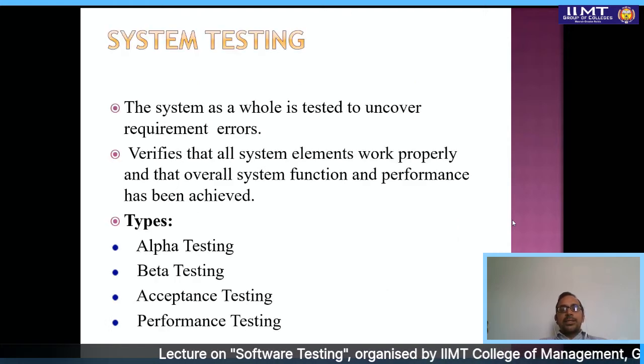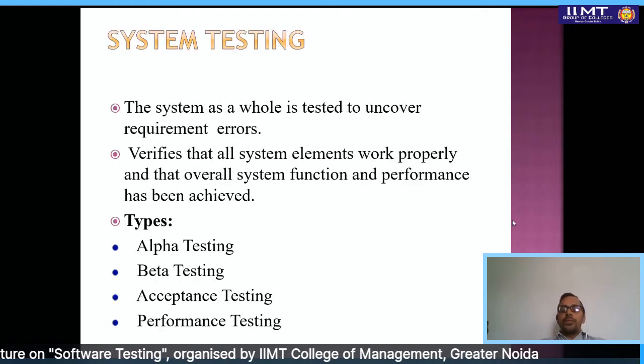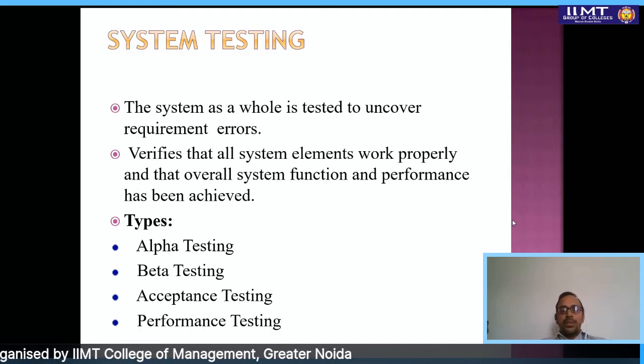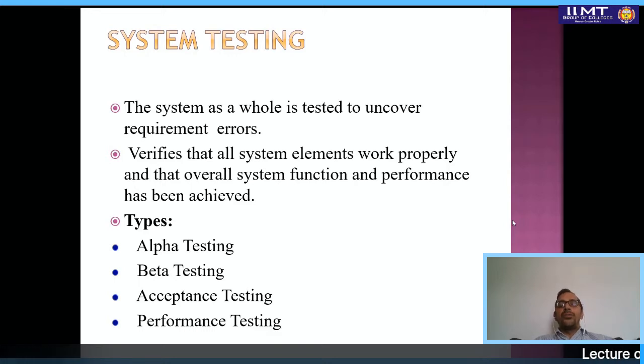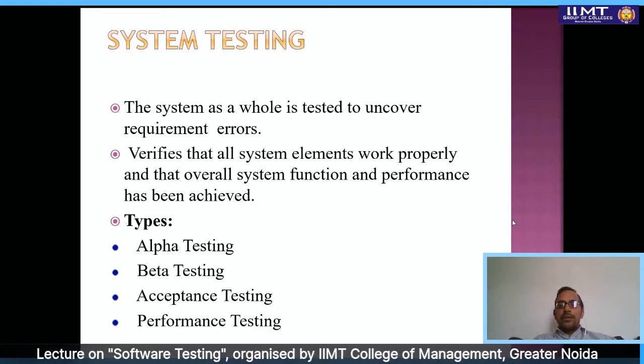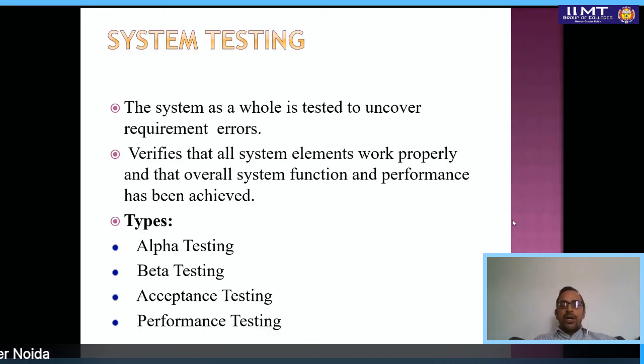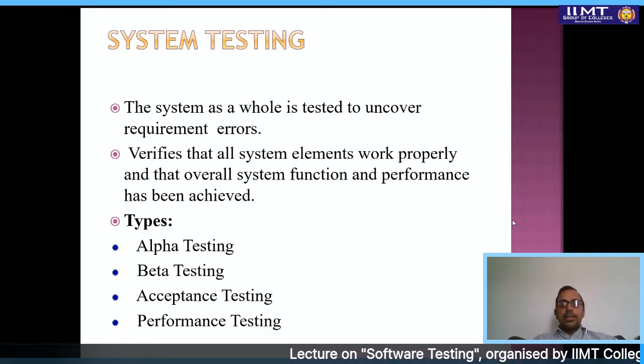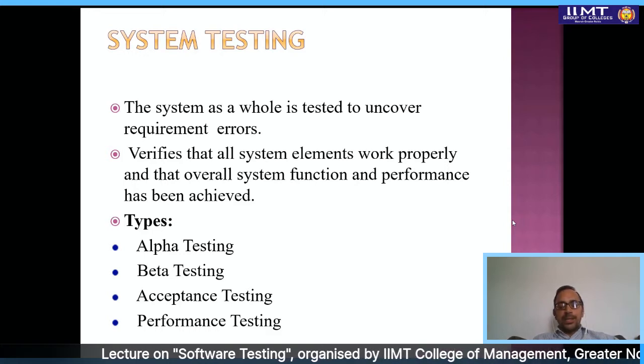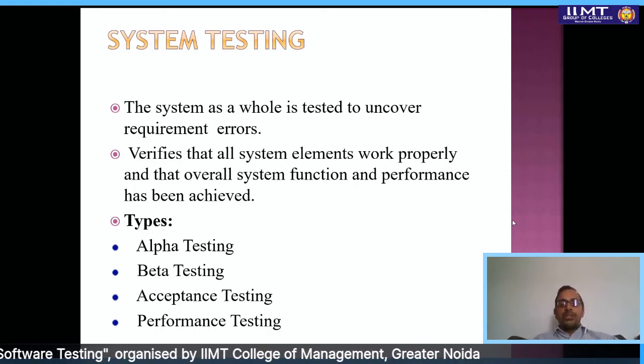System testing is basically the whole of the testing at the system level, and this is a verification process. All the hardware and software requirements should work together, and we check that the system functions and performance have been achieved. Some types of testing are done there: alpha testing, beta testing, acceptance testing, and performance testing.